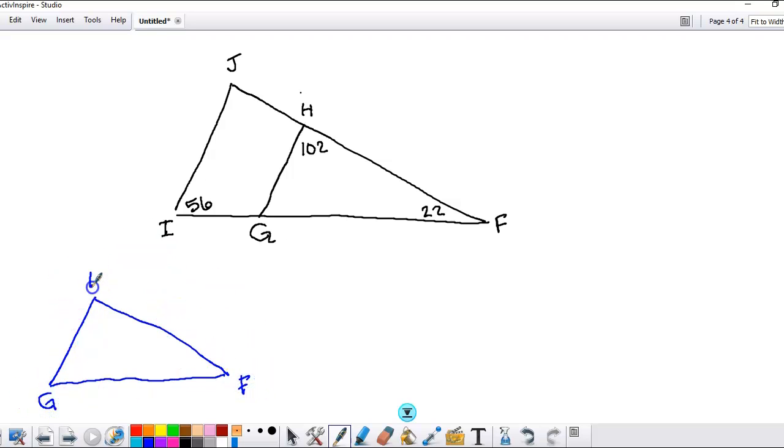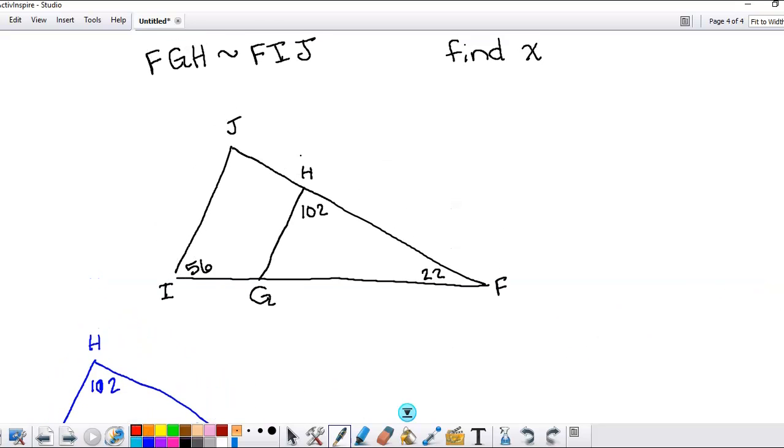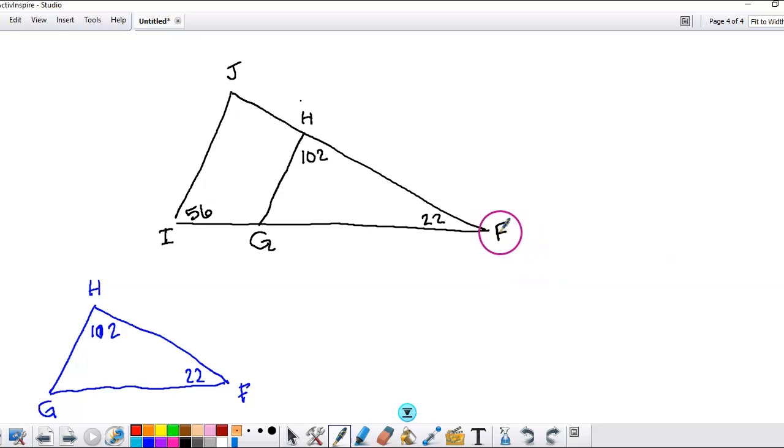FGH. And the H is 102. And the F is 22. And then we have FIJ. That one's bigger, but it's the same shape, and they are similar.